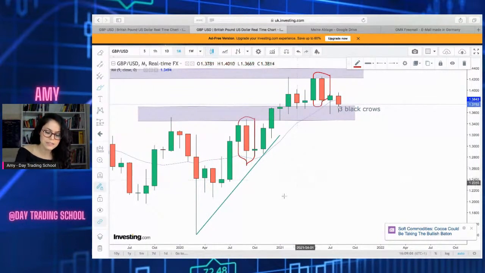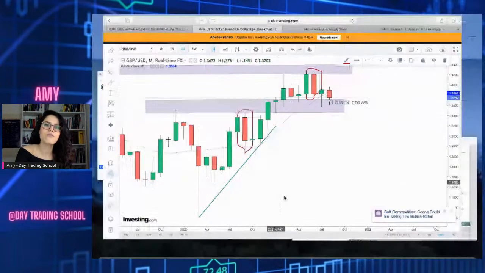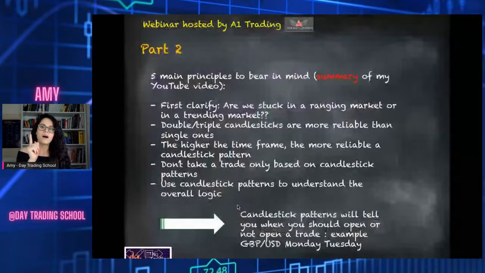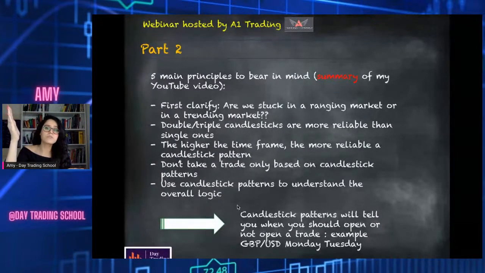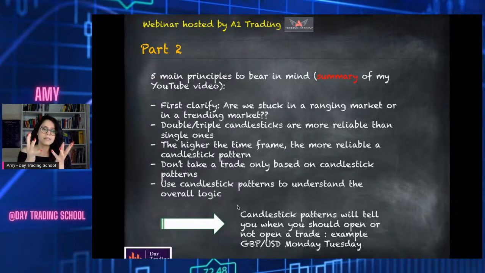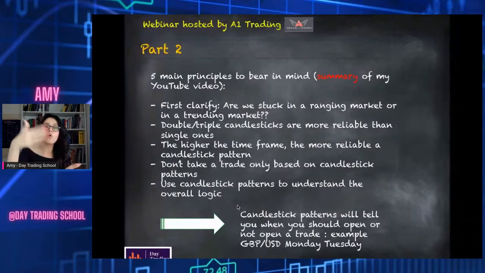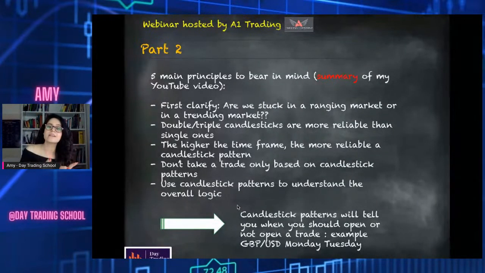So what I'm trying to say is always clarify the overall market situation, the market structure. That means open up the monthly chart and ask yourself, are we stuck in a ranging market? Is this an uptrend? Is it a downtrend? What is it? And then know that double, triple, or even more candlestick patterns are always more reliable than single ones, right?